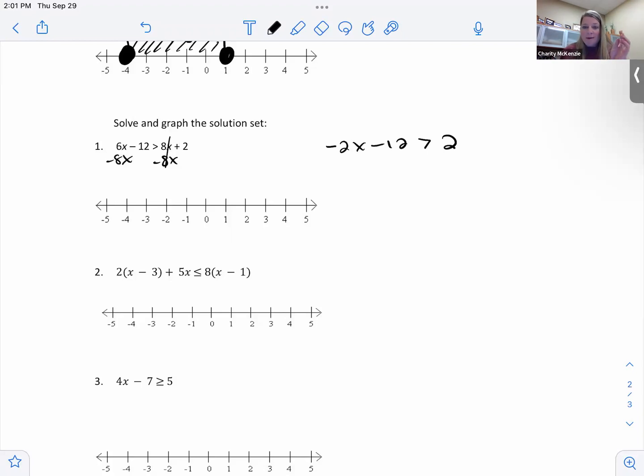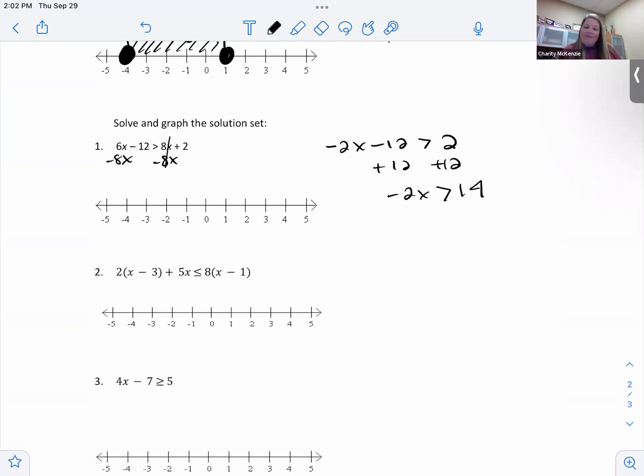Okay, so now we still are looking at this x term right here, and we have to get rid of the number first by the opposite operation. So we're going to add the 12, and now I have negative 2x is greater than 14. Now this is where it gets a little tricky. So I'm on the very last step. I'm about to do division. If I divide by a negative, I have to switch the inequality sign.